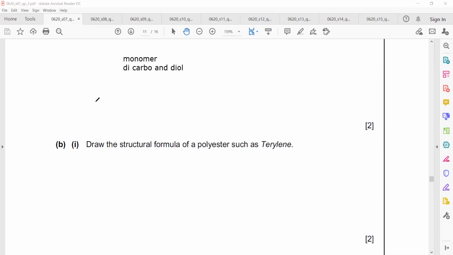If you want to draw a dicarboxylic acid, these are the monomers I am drawing. So it is HOC double bonded with O and C double bonded with O. This is dicarboxylic acid, and between them just draw a box to show that there is a carbon chain. And diol means OH on both sides and between them a box shows that there is a carbon chain, which does not affect the formation of this polymer.